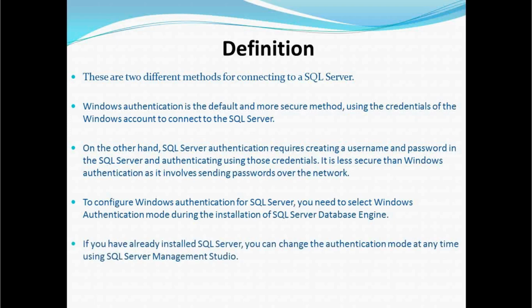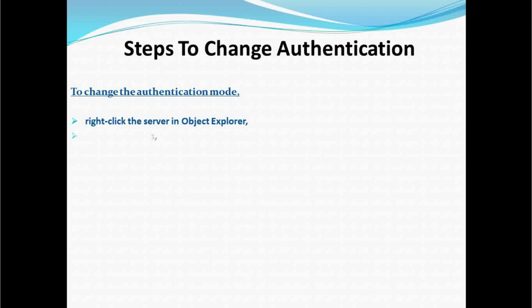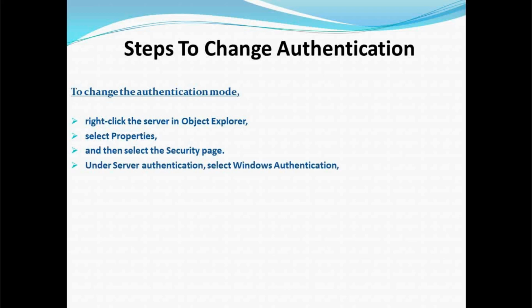And if you have already installed SQL Server, you can change the authentication mode at any time using SQL Server Management Studio. We all know that to access the SQL Server database, we simply use the SQL Server Management Studio tool. Through that, we can also change the authentication mode anytime if SQL Server is already installed. So let's see the steps to change the authentication mode in SQL Server. Right-click in Object Explorer, select Properties, and then select the Security page. On the Security page, select the authentication mode you require, and then click OK. Then you have to restart SQL Server for the change to take effect.